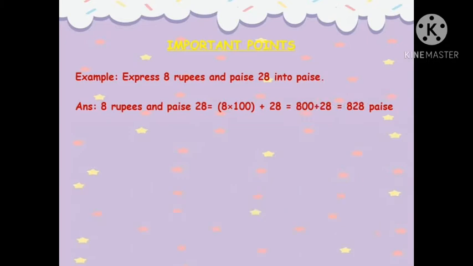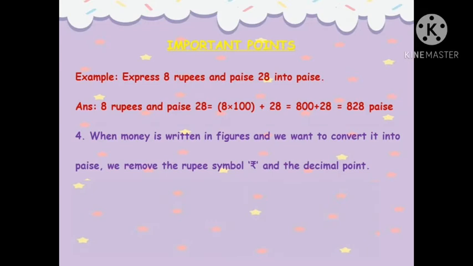Now let's move to point number 4. So point number 4 says, when money is written in figure and we have to convert it into paise, we remove the rupee symbol and the decimal point.